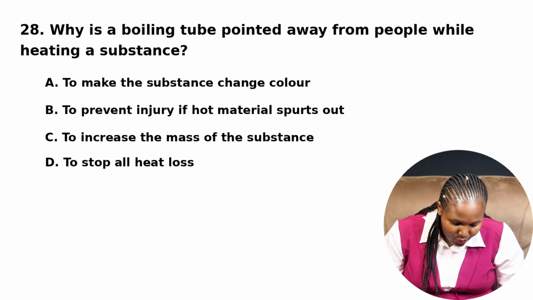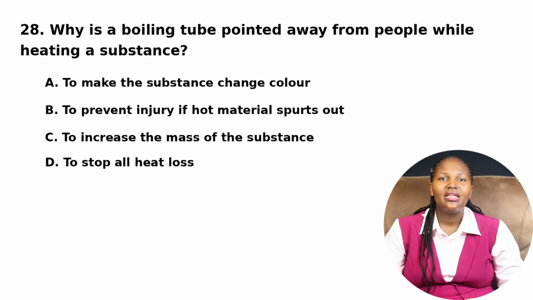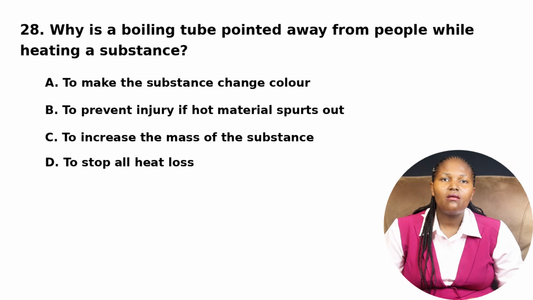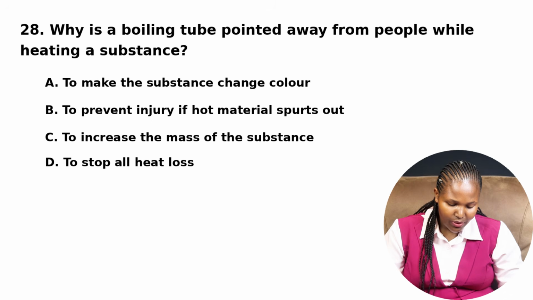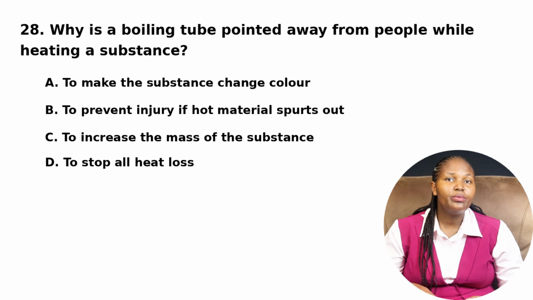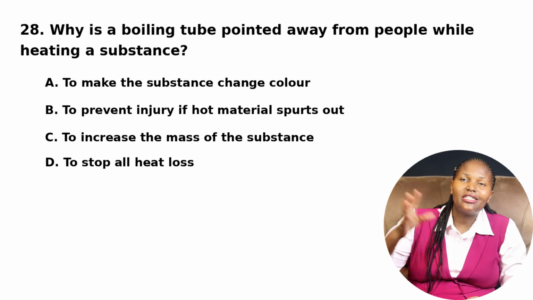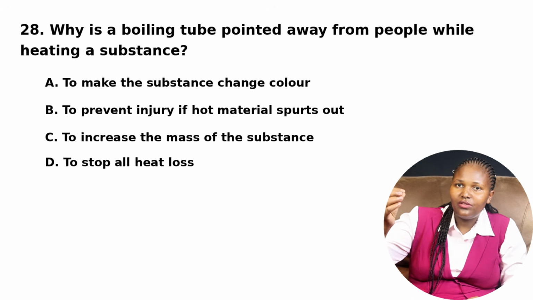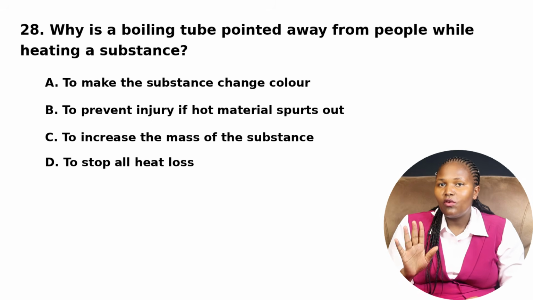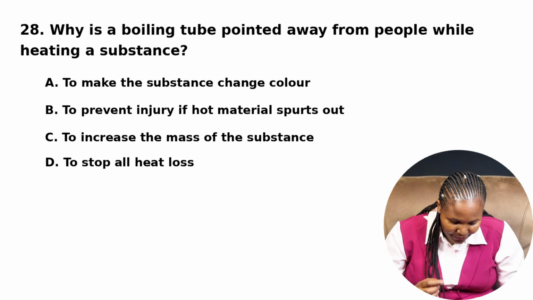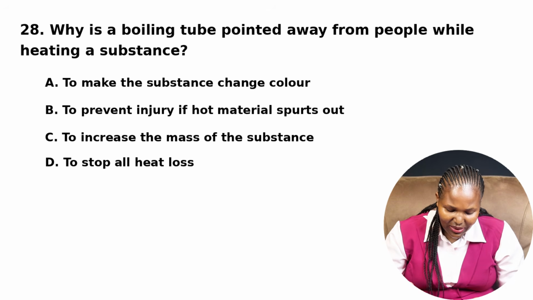Why is a boiling tube pointed away from people while heating a substance? Now that is easy. Why do we point a substance away from people? The correct answer should be about prevention of injury, because the matter in the tube can just splash out. So we need to prevent it from injuring people. So we are looking for an answer that looks something like that. A, to make the substance change in color. That is wrong.